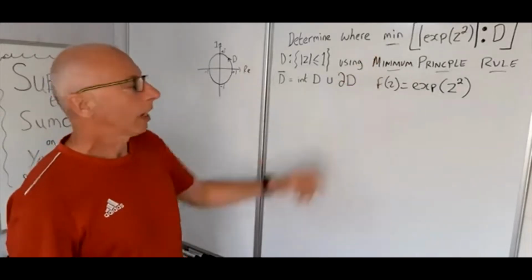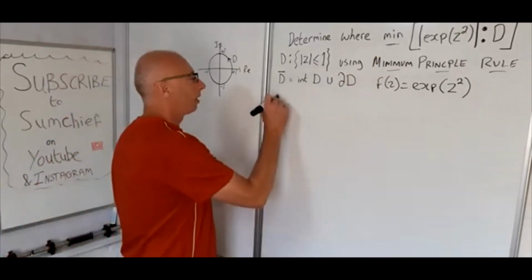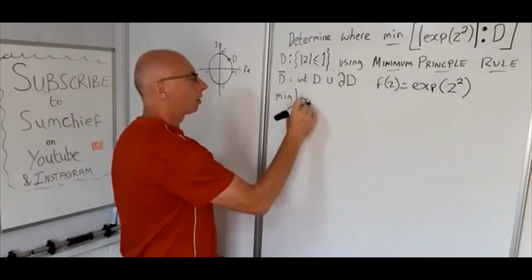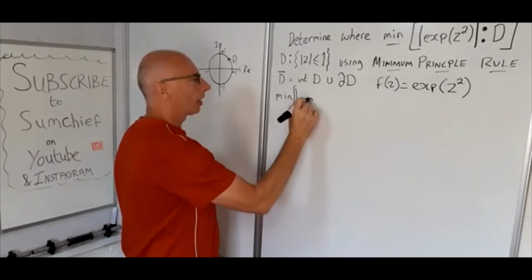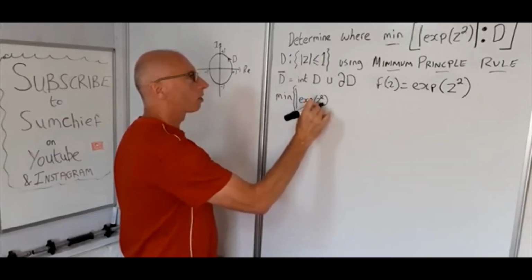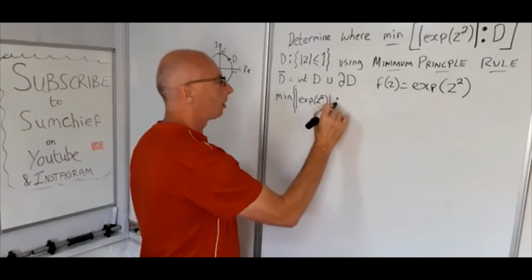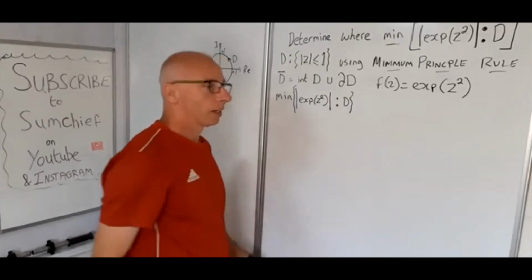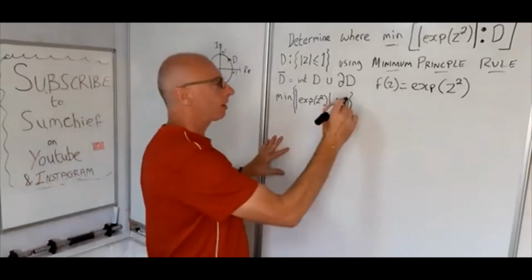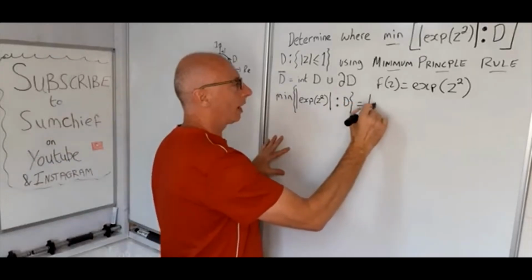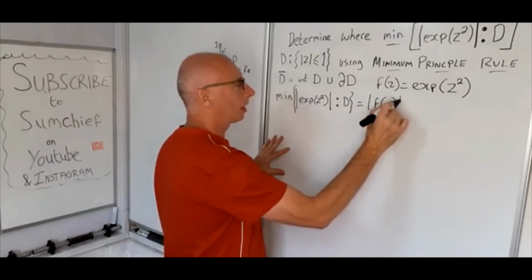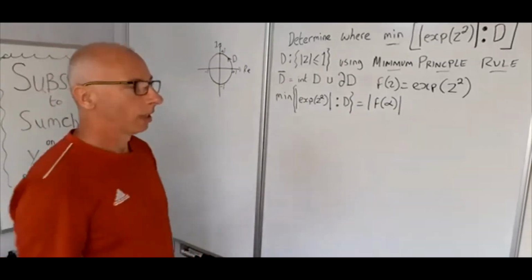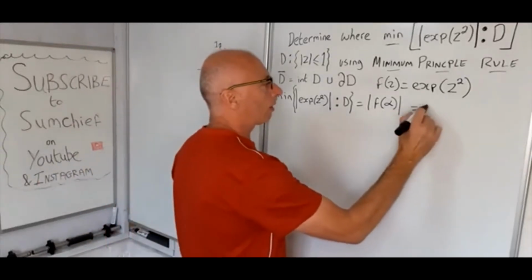So with those two things in place, what we can now say is the minimum of the exponential of z squared on the set D, there's going to be a point in there where this is equal to f of some value alpha. Now what that value of alpha is, we don't know at the moment. So what is alpha? We need to look for alpha.